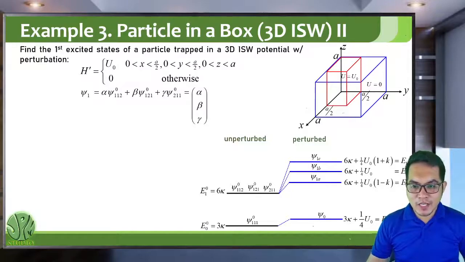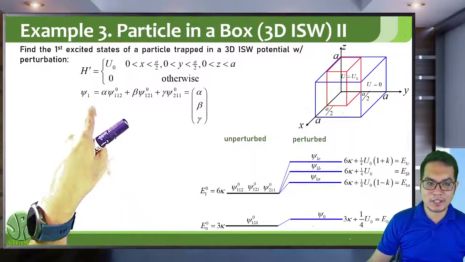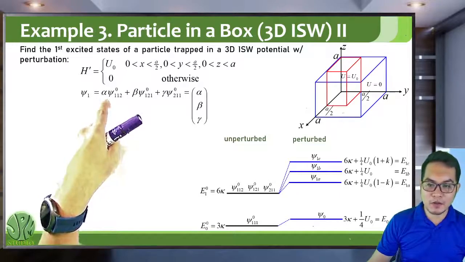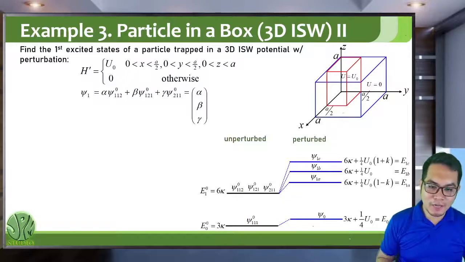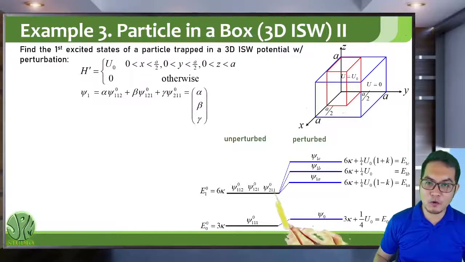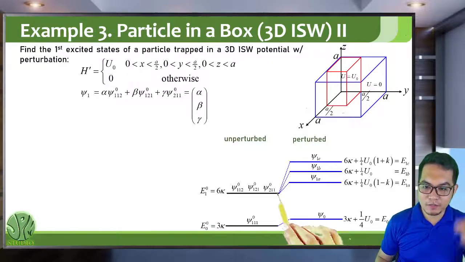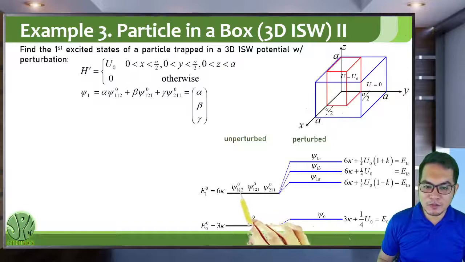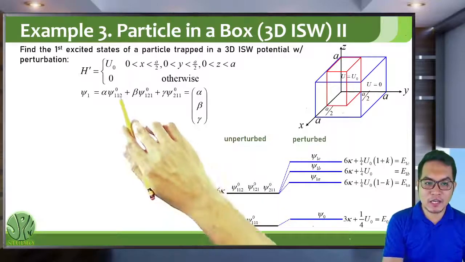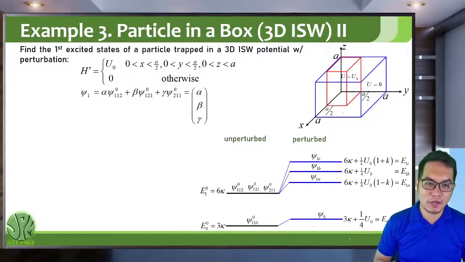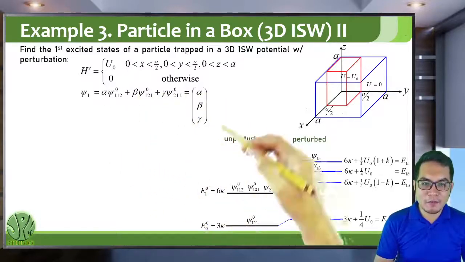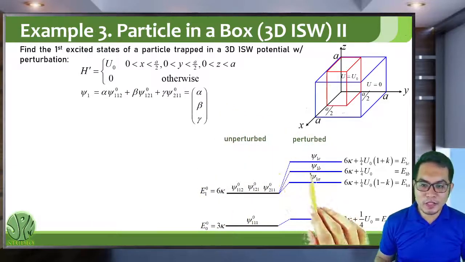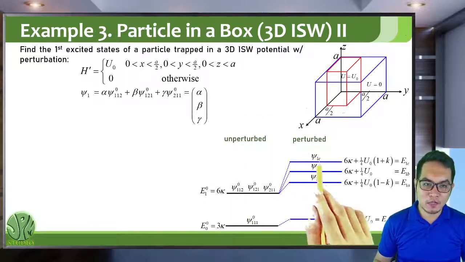So in general, the first excited states can be written as a linear combination of the unperturbed states. Originally we set this as psi1A, this is psi1B, and this is psi1C. But we will now go back to our original notation. So it's a linear combination of the unperturbed states. So these 3 states are psi112, psi121, and psi211. So alpha, beta, and gamma are our linear coefficients, and they are different for psi1A, psi1B, and psi1C.